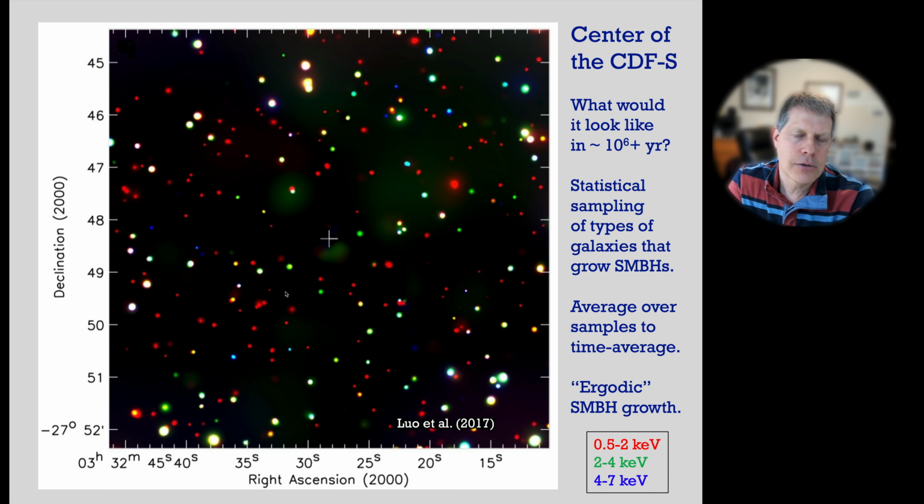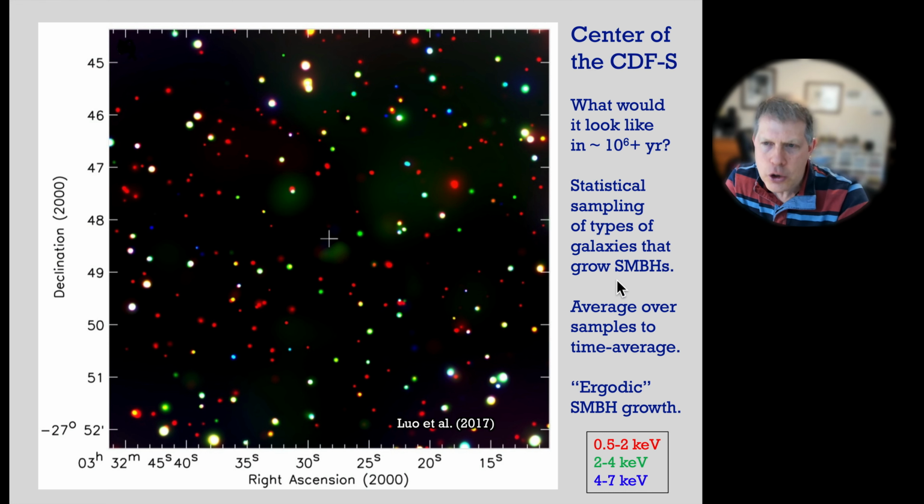But you have to ask the question, what would this image look like if I came back in 1 million years or 10 million years or 100 million years and made another such image? Would you have the same pattern of spots on the sky? We think almost surely not due to the expected variability. So instead, you have to utilize surveys like these as a kind of statistical sampling of the types of galaxies that are growing their supermassive black holes.